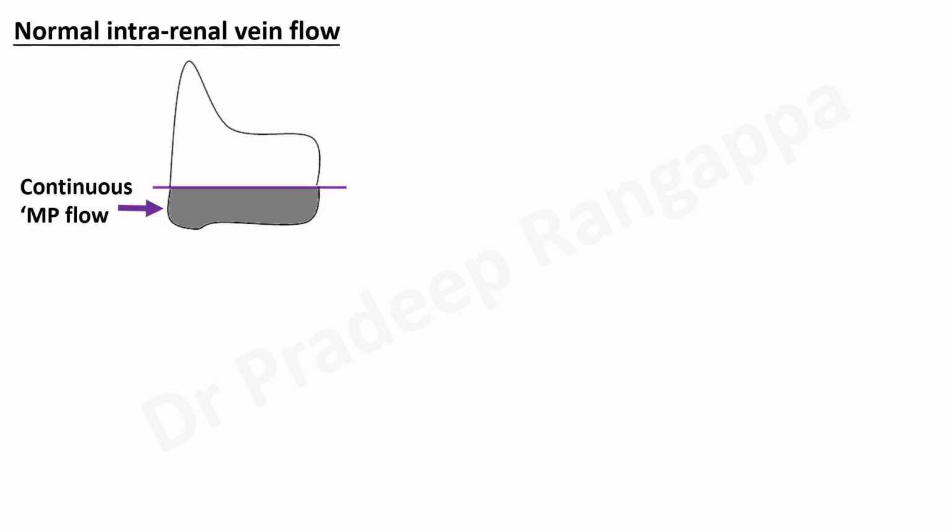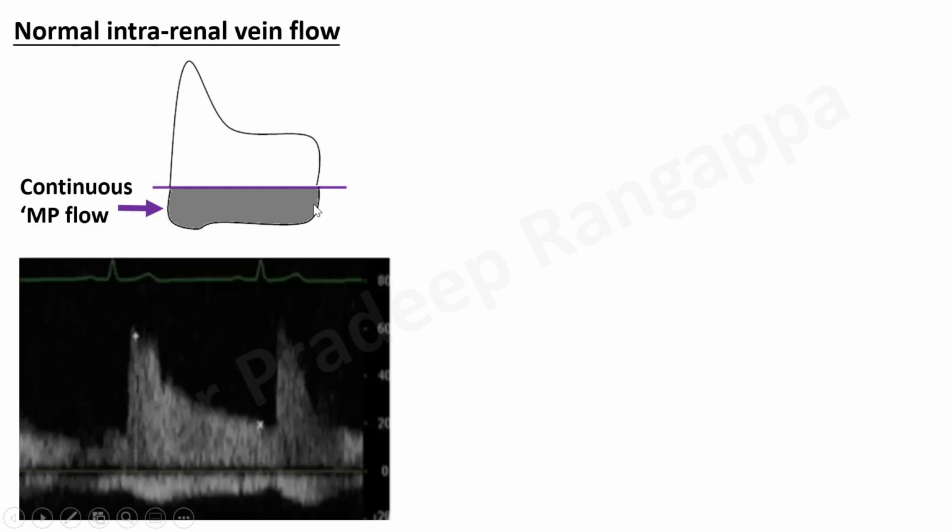If there is a normal intrarenal venous flow, you will have the arterial and the venous phase, and it will be a continuous monophasic flow like this. So this is a normal intrarenal venous flow. When you put an actual Doppler wave, it looks like this. You will have a monophasic flow. You see here there is no huge fluctuation. This is the arterial phase, this is the venous phase, and it is a monophasic flow.